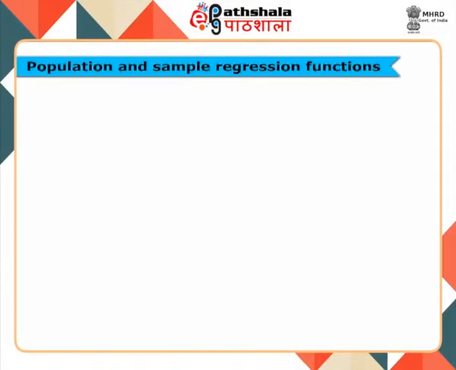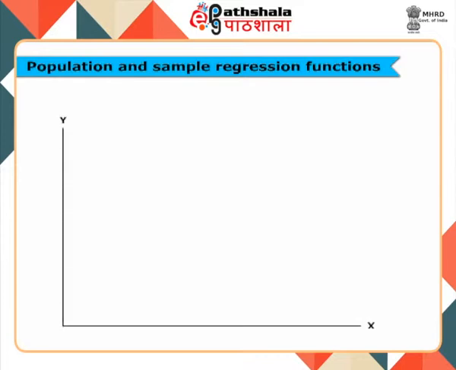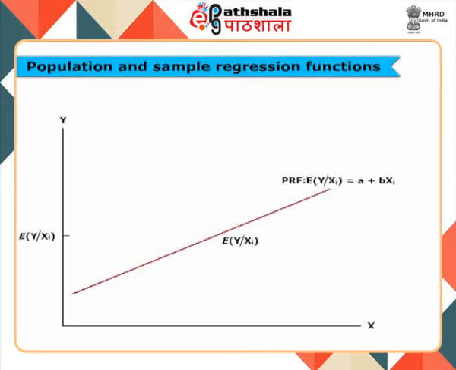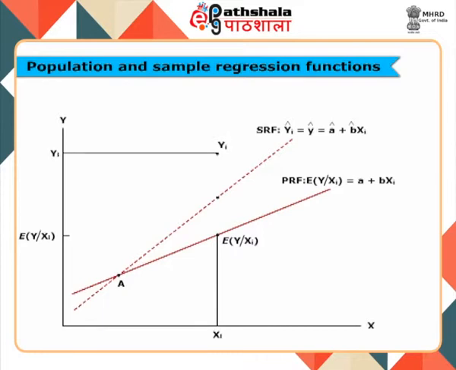Let us understand the concepts we have learned so far with the help of a diagram. In the figure, we have taken x values on the x-axis and y values on the y-axis. Expectation of y given xi is a linear function of xi with intercept a and slope b. Its counterpart SRF is also a linear function. Our estimate of the PRF based on the SRF is at best an approximate one. This approximation is shown diagrammatically in the figure. For x is equal to xi, we have one sample observation, y is equal to yi.